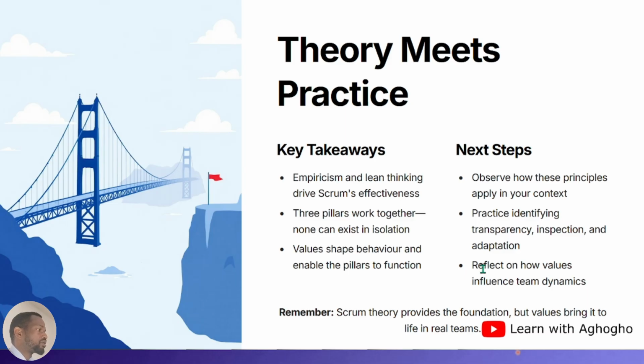Next step. Observe how these principles apply in your context. Practice identifying transparency, inspection, and adaptation. Reflect on how values influence teams' dynamics. Remember, Scrum theory provides the foundation, but values bring it to life in real teams.